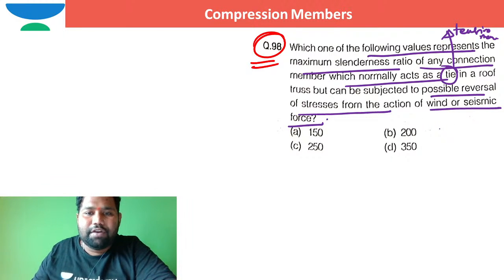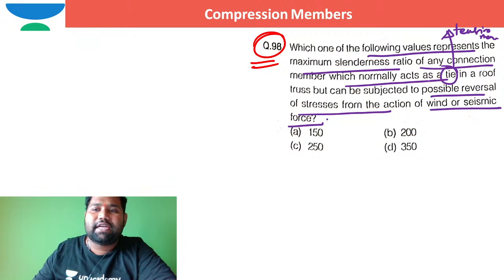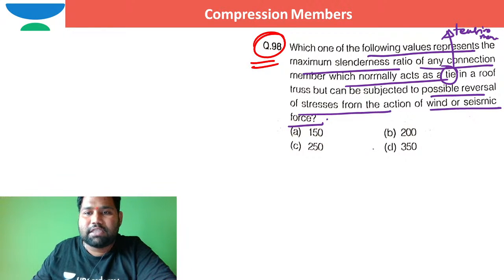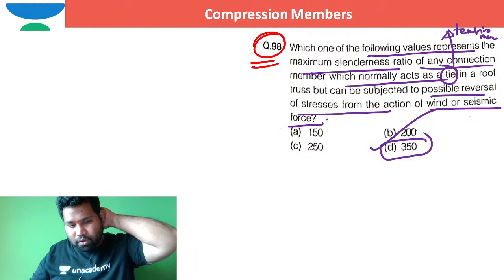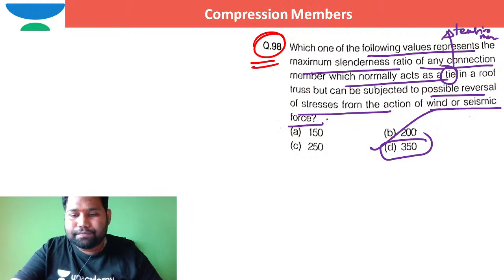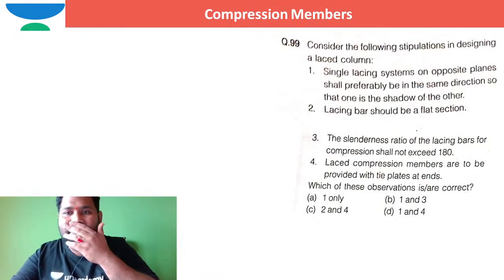From the action of wind or seismic force, when it is a tie member, its value can be taken as 350. Directly 350. So this option we had already discussed. Okay, right. Moving to the next question.